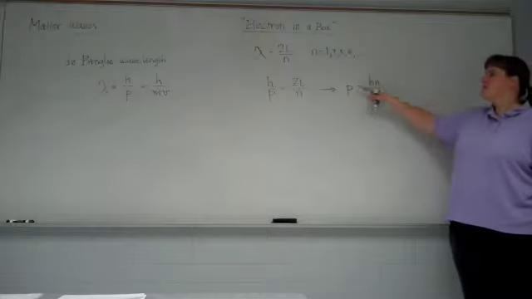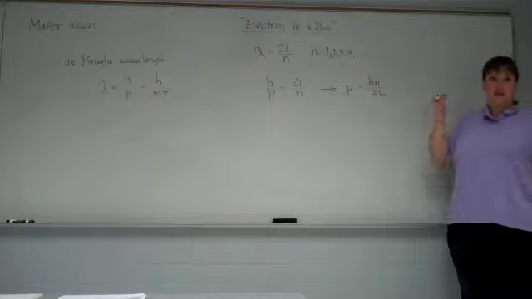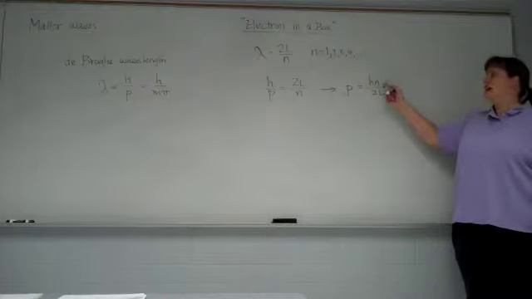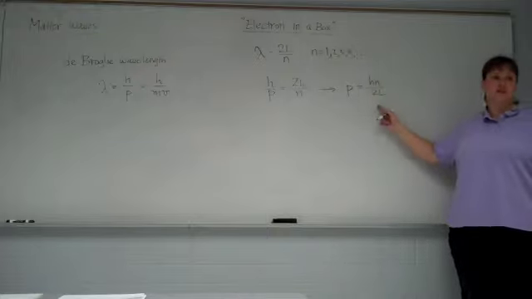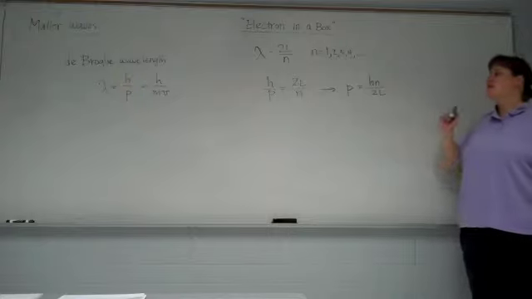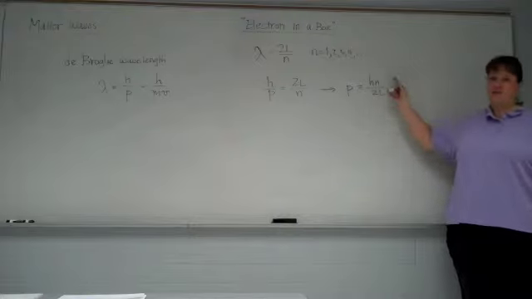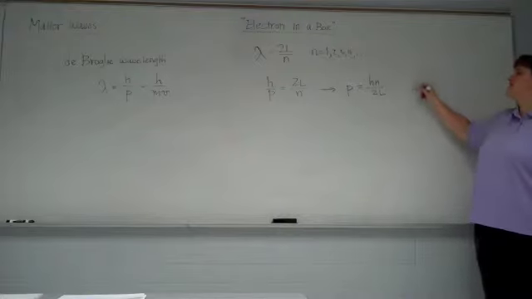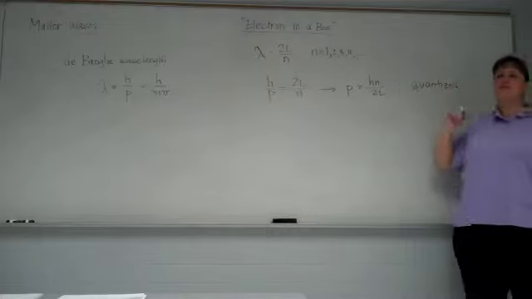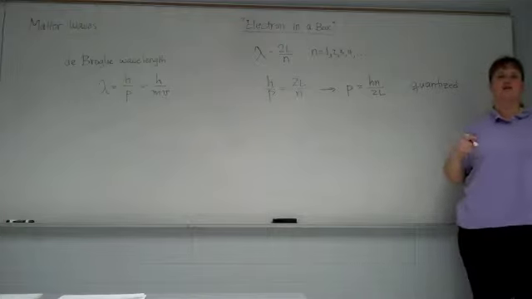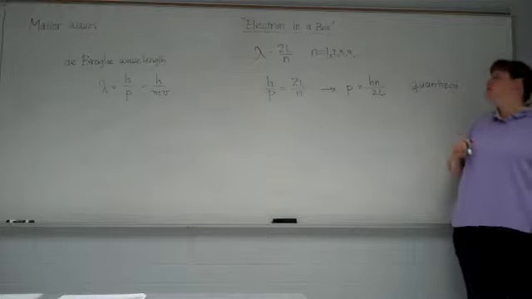Notice, momentum can only have specific values. H is a constant, L is going to be constant for any given orbital, n has to be an integer. So we can have h over 2L, we can have 2h over 2L, we can have 3h over 2L. Because the momentum can't be any old value you want, it has to be a specific value, we say that it's quantized. There are only specific momentum values that that particular electron would be allowed to have in that particular orbital, in that particular size of box.